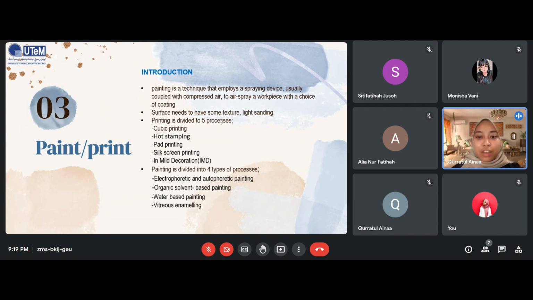which are electrophoretic and autophoretic painting. Second is organic solvent based painting. Third is water based painting, and fourth is vitreous enameling.